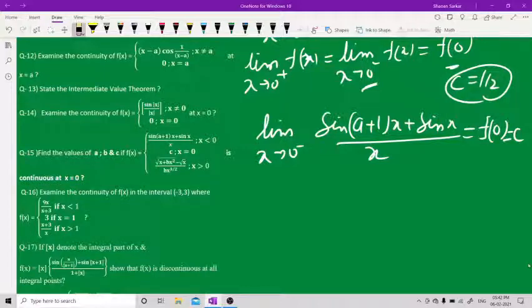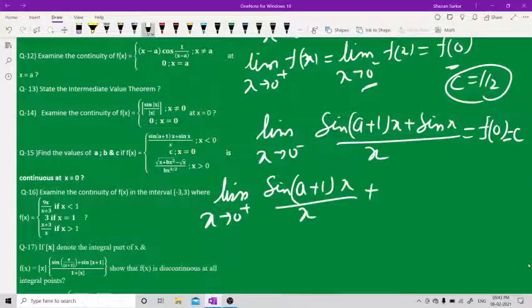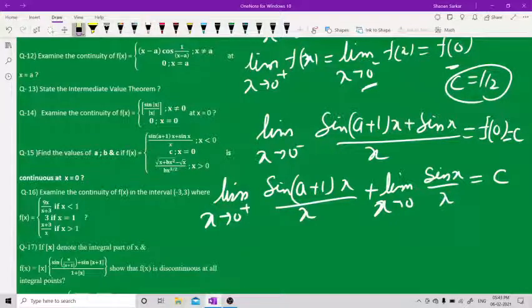Now you write it this way. Limit x tending to 0 of sine of (a plus 1)x upon x, plus limit x tending to 0 of sine x upon x, is equal to c. C is already half. We have found c is half, so I didn't write c any more. I can write half now, because c has been found to be half. No problem.